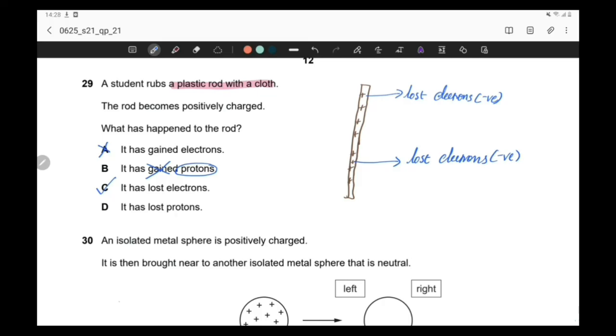Option D says it has lost proton. As we have already discussed, protons can neither gain nor lose. They can stay only in the same place. Therefore the correct answer is option C.